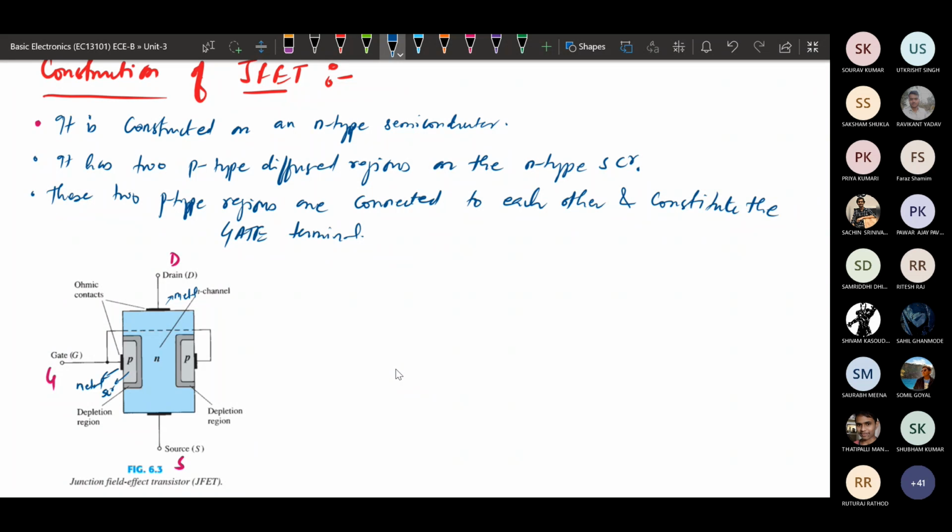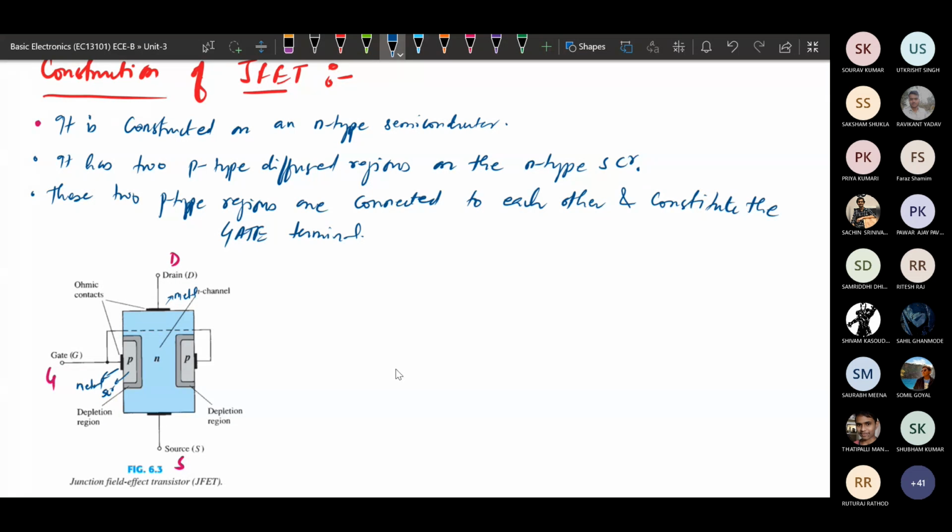Okay, so this is how the JFET is constructed, and here the length of the channel, this is the channel region we call it. It is the region between the gates. Two gates are there. So the region between the gate regions is called the channel.